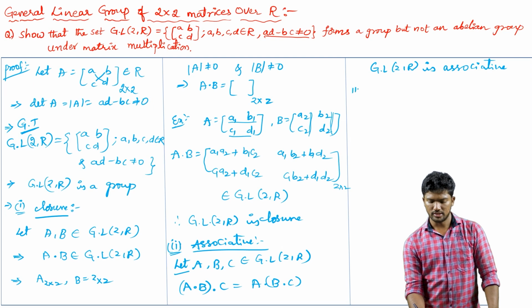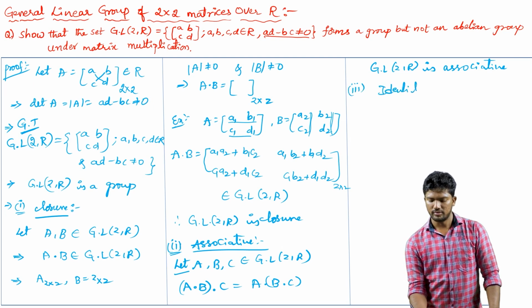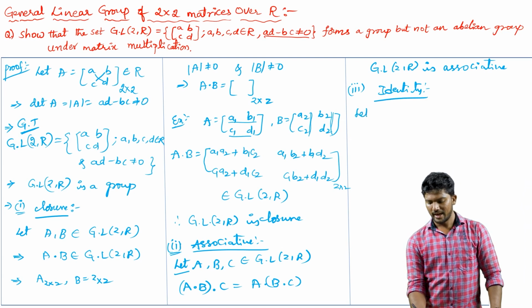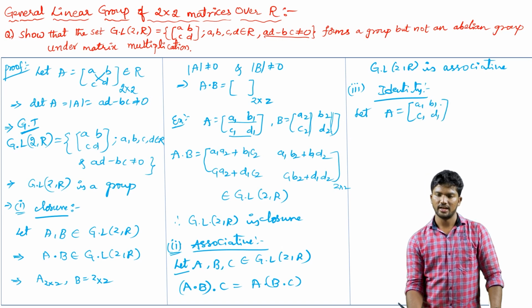So next, the third one is the identity. For identity, let me take capital A equal to [[a1, b1], [c1, d1]], a matrix belonging to GL(2, R).